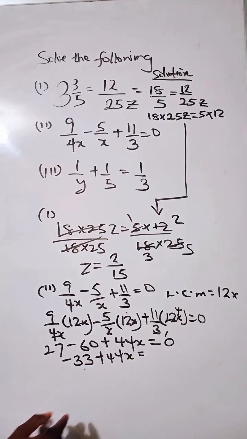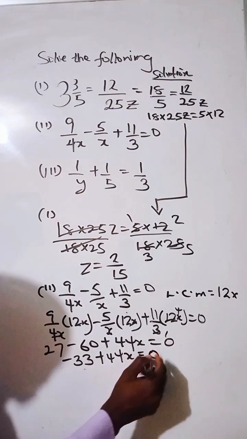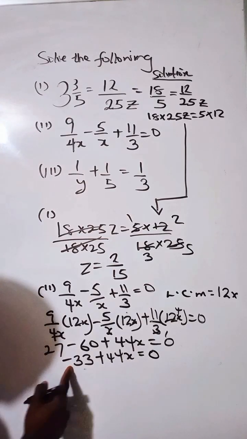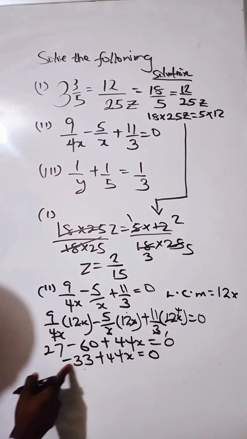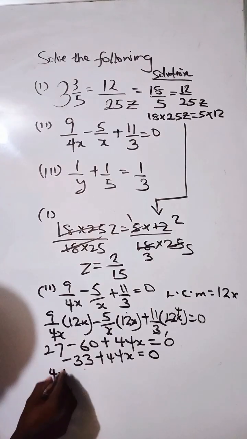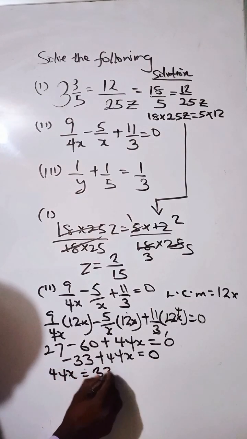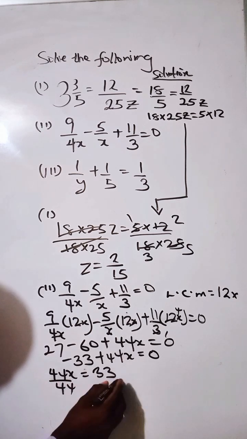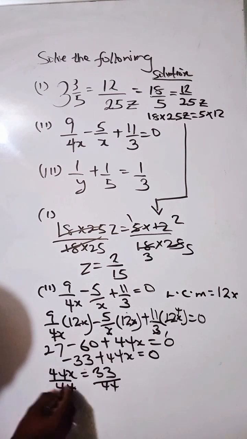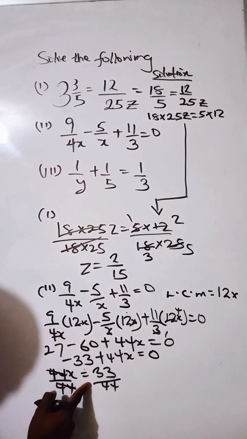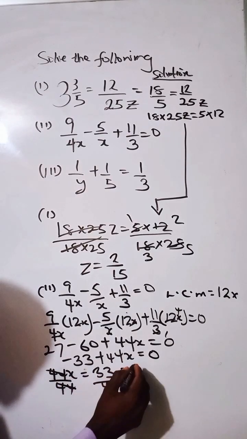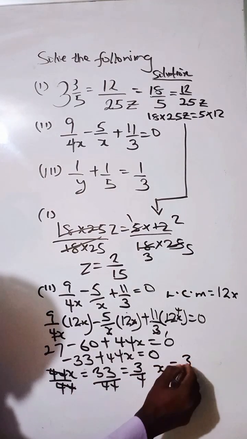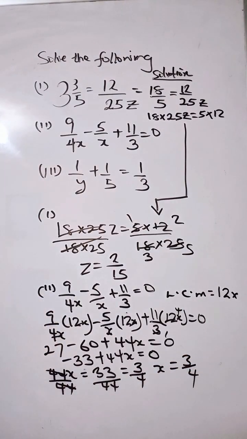So when we do this, we equate it to 0. So we have to take this by adding it to both sides of the equation. So we have 44x equals 33. So when we do that, we divide both sides by 44, which is the coefficient of x. So this is out. So for x equals 33 over 44, we have this as 3 over 4 when we simplify it with 11. So the value of x equals 3 over 4.